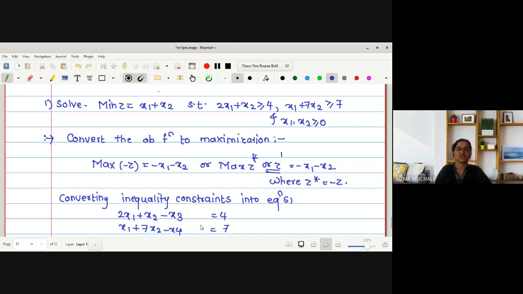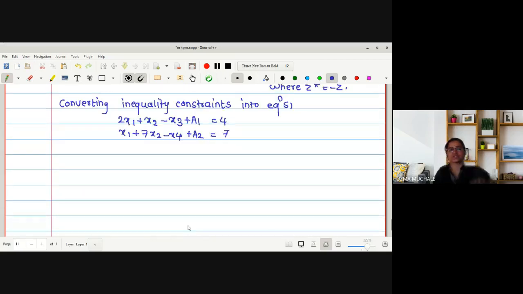By using these, one can check that they will not give us the basic variables, or an initial basic feasible solution. Therefore, we need two more artificial variables. In some books, the notation A1 is used, so let us take one example with a different notation. We will add A1 and A2, which are the artificial variables.